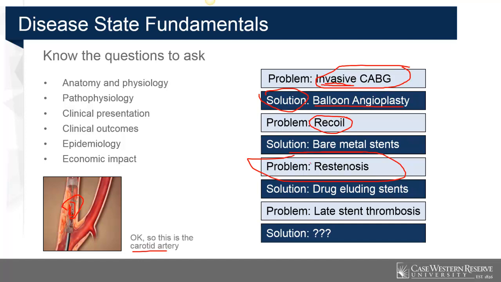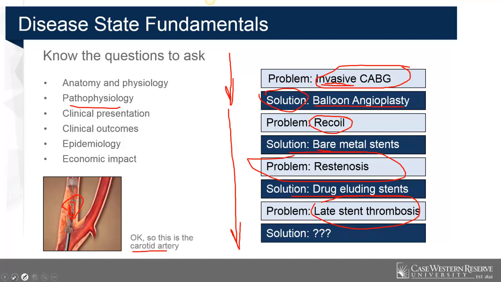And so I say, well, okay, maybe it's the bare metal, so now what we're going to have is a drug-eluting stent that avoids the restenosis, but then after a period of time, there's late stent thrombosis. So when we talk about the disease state fundamentals, and pardon me if I didn't get all the details right, what we're really talking about is being able to work ourselves through what the current anatomy and physiology is, what the pathophysiology is, what solutions are there, which solutions have been tried, and the consequences and the series of problems and solutions.